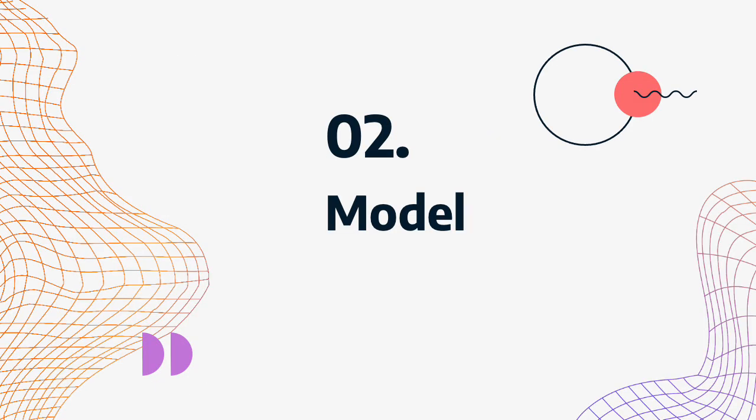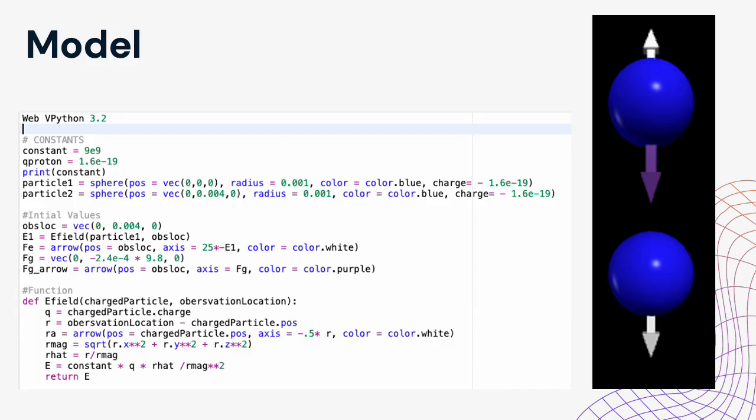Next, let's talk a little bit about the model. On the left, you can see all the different equations and functions I used to get this picture on the right, this model that I made. As you can see, each piece of tape is modeled as a charged particle with different forces acting on it.